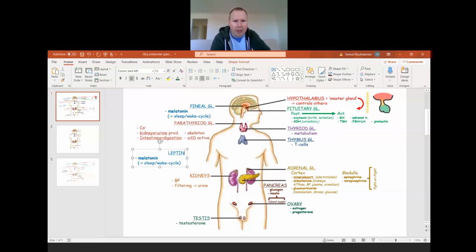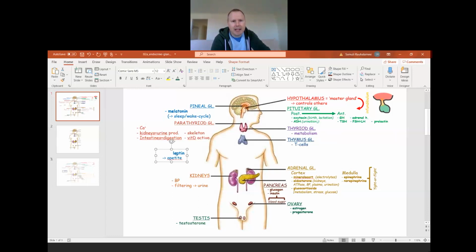So leptin is the hormone. Maybe I should put it like this instead. So it's consistent with what we've had a look at before. And the main function of leptin is the control of appetite. So are you hungry or are you not hungry?